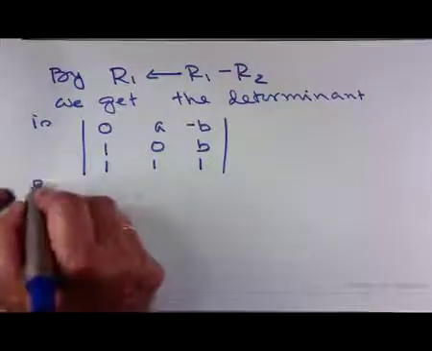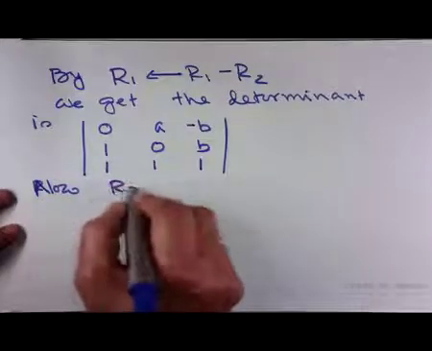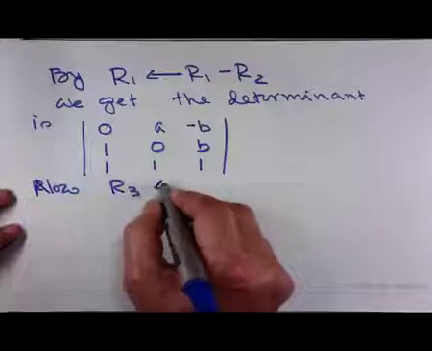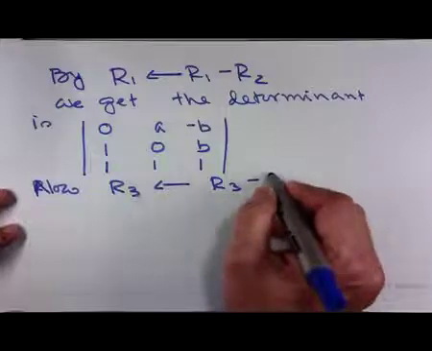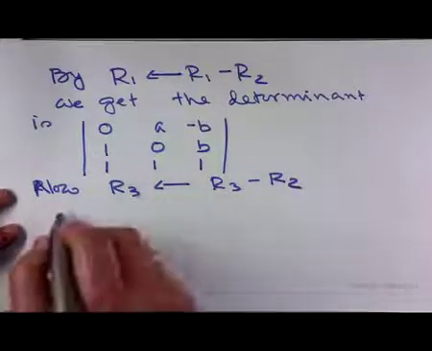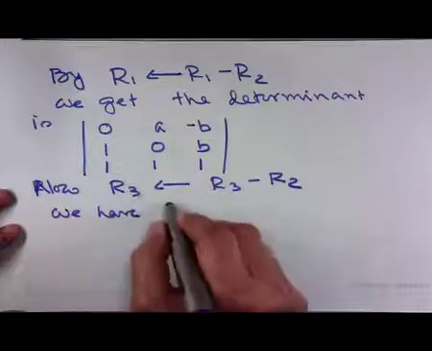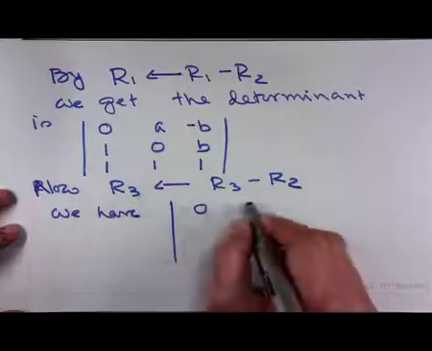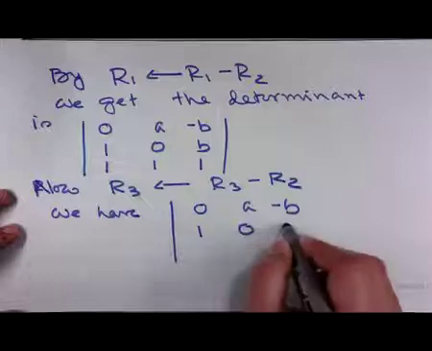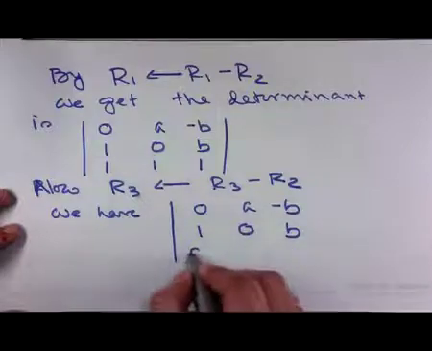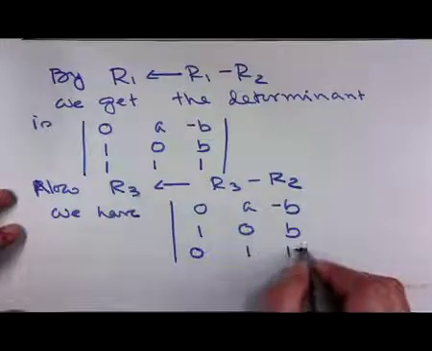Now, by replacing R3 with R3 minus R2, we have the determinant is the same as [0 A-B 1; 0 B 1; 0 1 1-B].